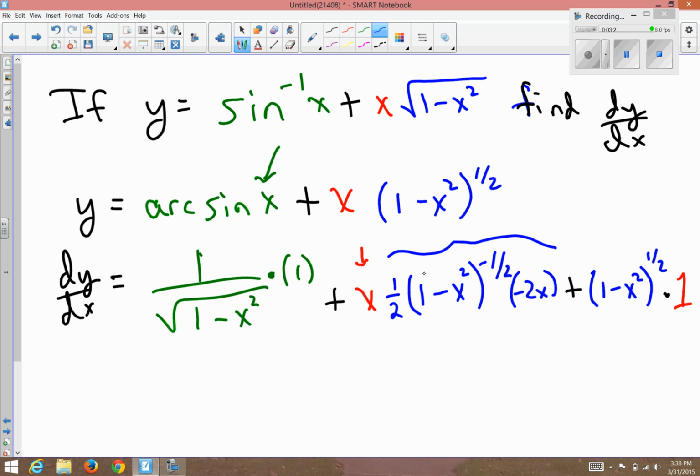That was the power rule. 1/2 times the 1 in front. Stuff in parentheses gets copied. Exponent gets reduced by 1. 1/2 minus 1 is -1/2. And we multiply by the derivative of what's inside the blue parentheses. This is the rest. Over here after the plus sign is the rest of the product rule. The second times the derivative of the first.